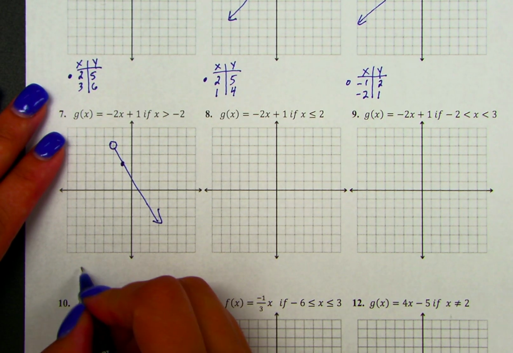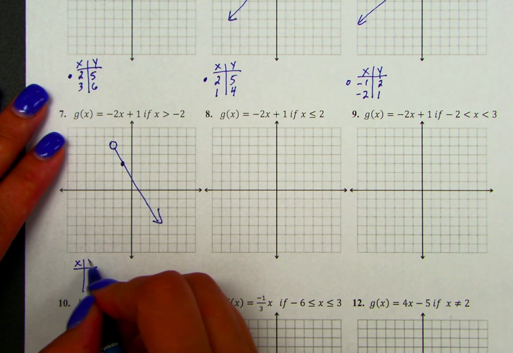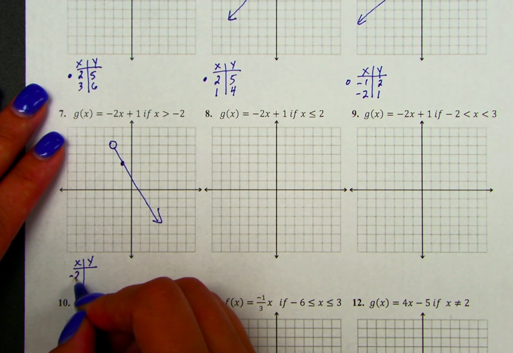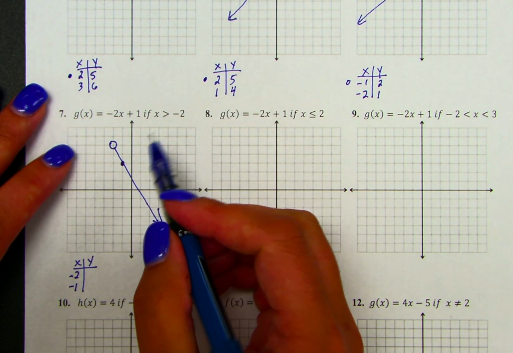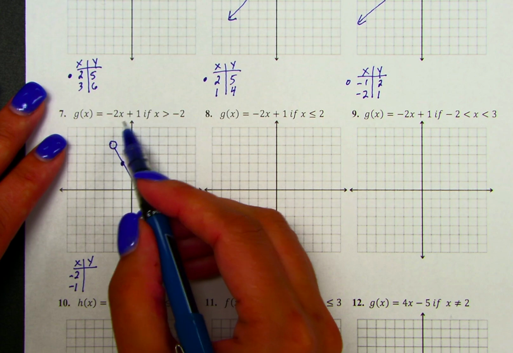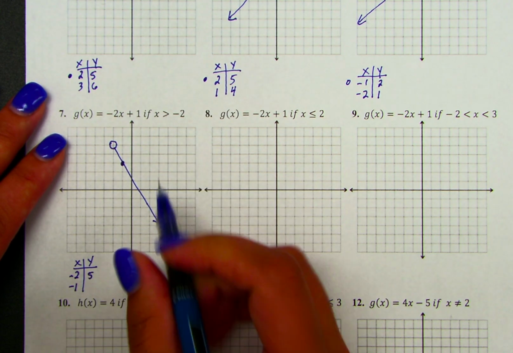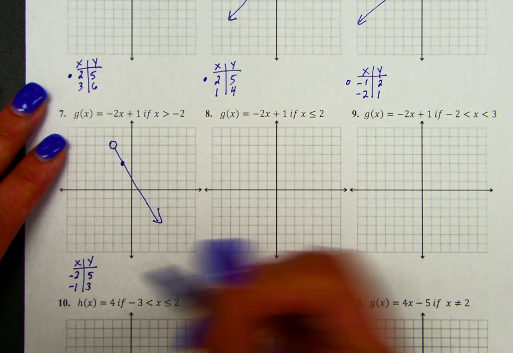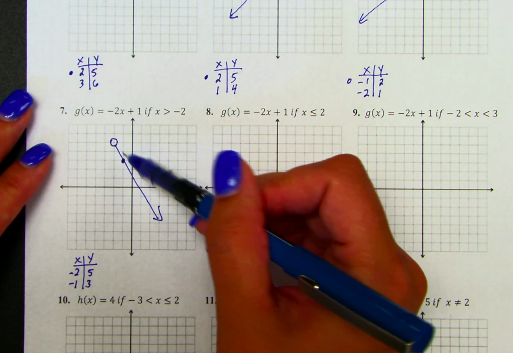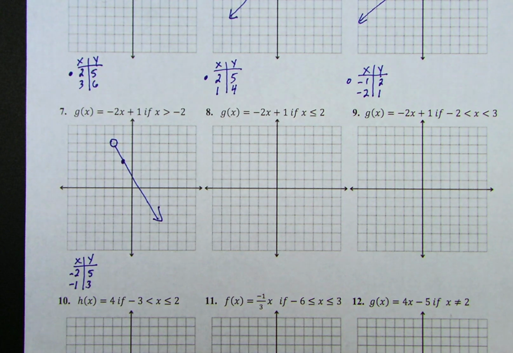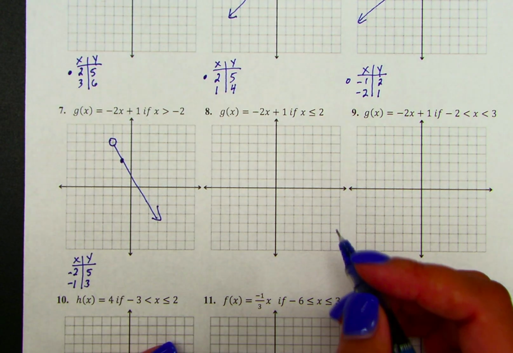If you did it using your T-charts, I would pick -2 and then a number bigger than -2, so -1, and then we would have substituted those in. So again, that would be 4 plus 1 is 5, 2 plus 1 is 3. Okay. And then these points match up with that endpoint and that second point that I got. Okay. All right, last example.